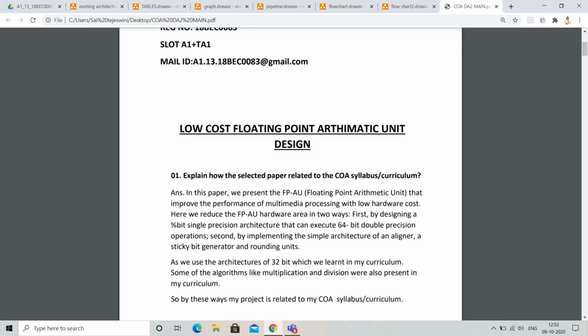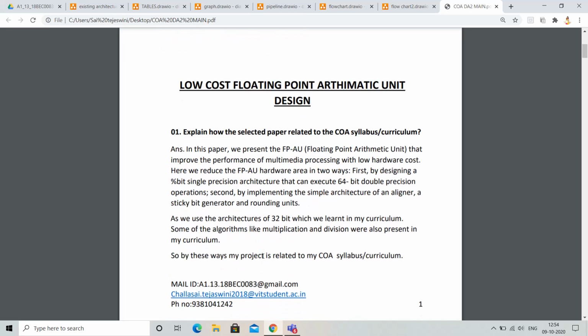Coming to the first question, explain how the selected paper is related to the COA syllabus or curriculum. In this paper, we present a floating point arithmetic unit that improves the performance of multimedia processing with low hardware cost. Here we reduce the floating point arithmetic unit hardware area in two ways. First, by designing a 32-bit single precision architecture that can execute 64-bit double precision operations. And second, by implementing a simple architecture of an aligner, a sticky bit generator and rounding units.